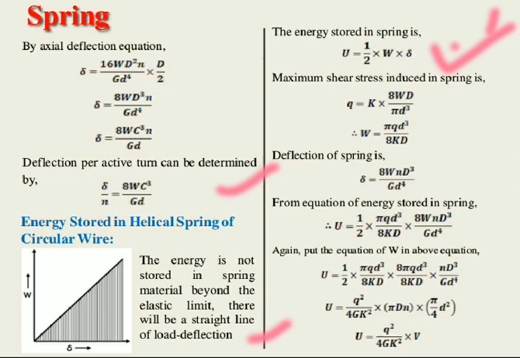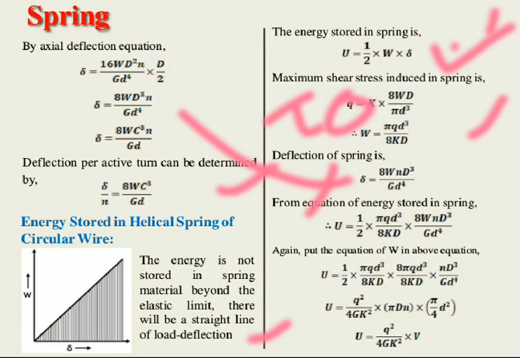Maximum shear stress induced in this spring is Q equals K into 8 W D by pi d cubed. This I have written here as Q. You can simply write tau also. In place of Q, you can write tau. So W equals pi into tau or Q into d cubed by 8 K D. So for the deflection of the spring, we can easily consider this formula here. So deflection will be del equals 8 W D cubed N by G d to the power 4.